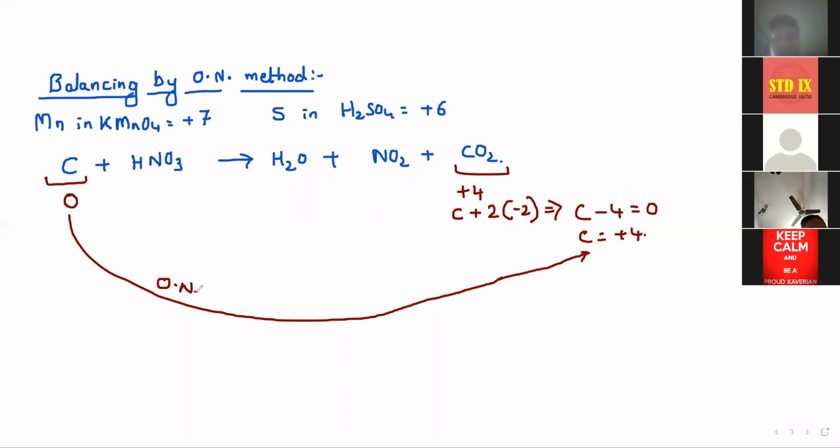So the oxidation number is increased by 4 units. Do not get confused by gain of electron and increase by 4 units. We can see here that the oxidation number of carbon gets converted from 0 to plus 4. So where there is an increase in oxidation number, it is a case of oxidation.